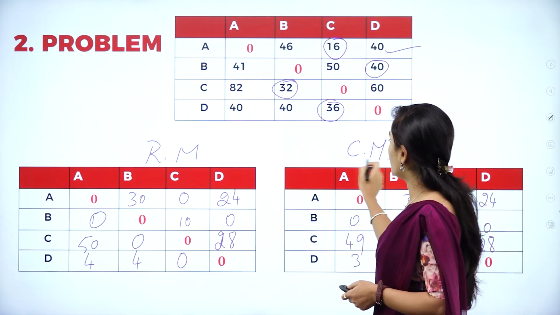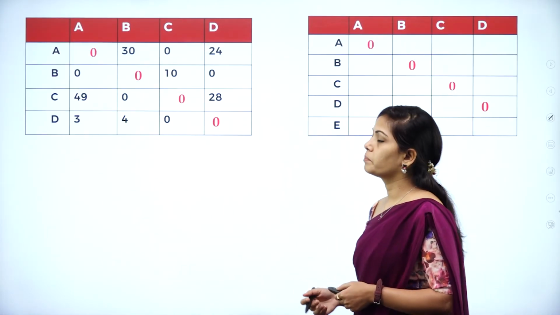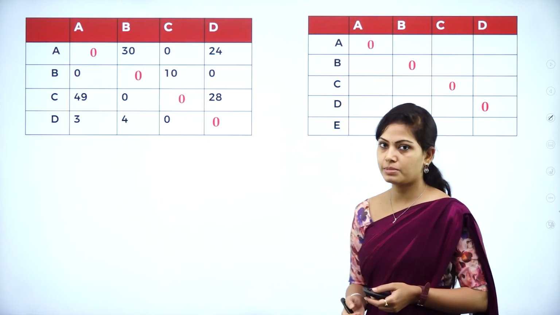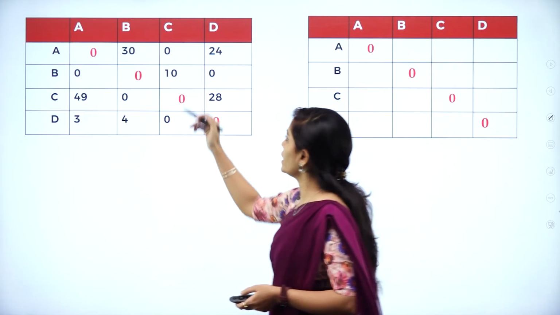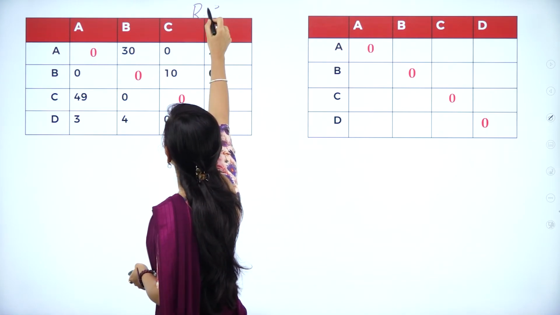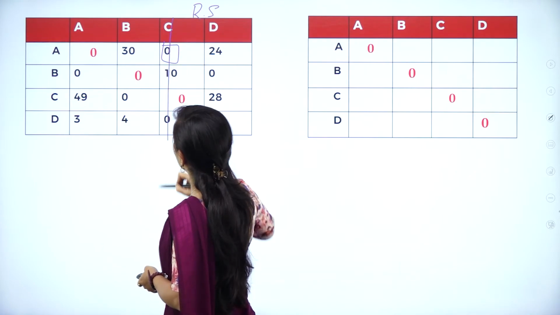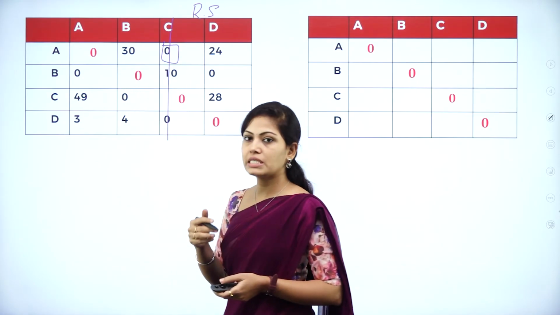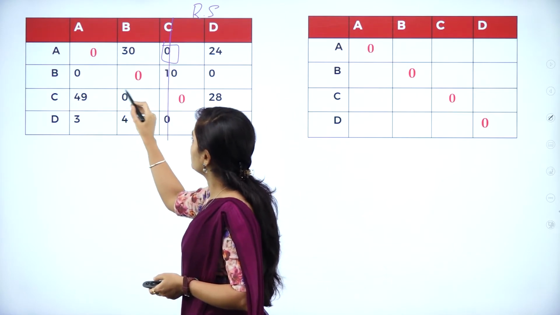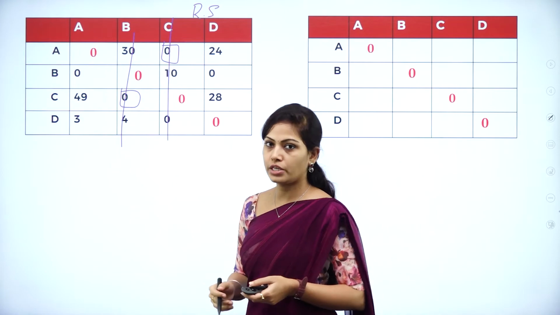Now after this column minima, we can assign the zeros by using row scanning and column scanning. So now I will assign the zeros using the row scanning and column scanning method. In row scanning, in the first row I have one 0, assign the zero, put a vertical line. In the second row I have two 0s, just skip that row. In the third row, one 0, put a vertical line. In the fourth row, no zeros.